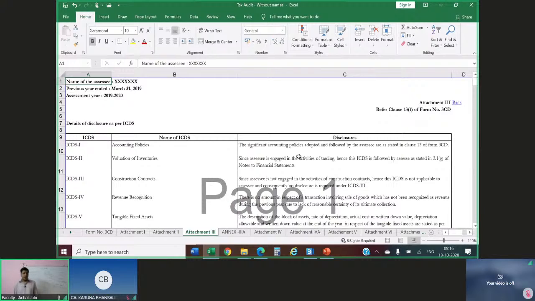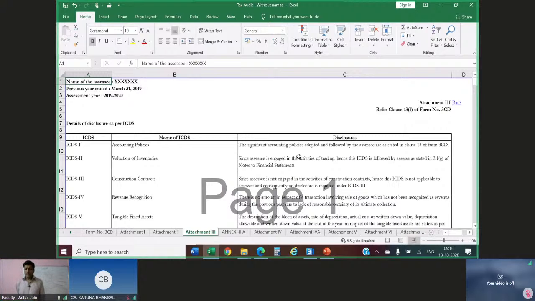Okay, so this attachment captures the disclosure requirements around each and every ICDS, relevant to the entity. We are not giving this disclosure in a very general manner, but relevant to the entity. So ICDS 1, for example, talks about the accounting policies. What will the entity write? Significant accounting policies adopted and followed by the assessee are as stated in clause number 13 of Form 3CD. And what was clause number 13 of Form 3CD? That was about the method of accounting.